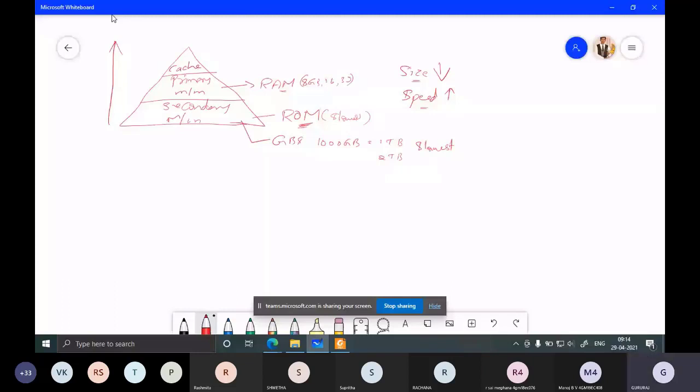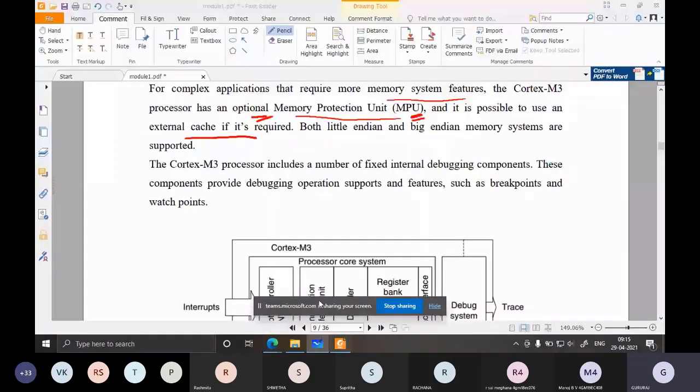And if you move on to the tip of the triangle, you will encounter the cache memory, which is the fastest memory. Compared to RAM and ROM it is the fastest, but the size of the cache is very small. Usually it will be in terms of MBs, not even GBs. So that is what is talked about here. This Cortex M3 can interface external cache also in some applications. If you interface external cache, the operation will be much faster because cache is the fastest memory available.